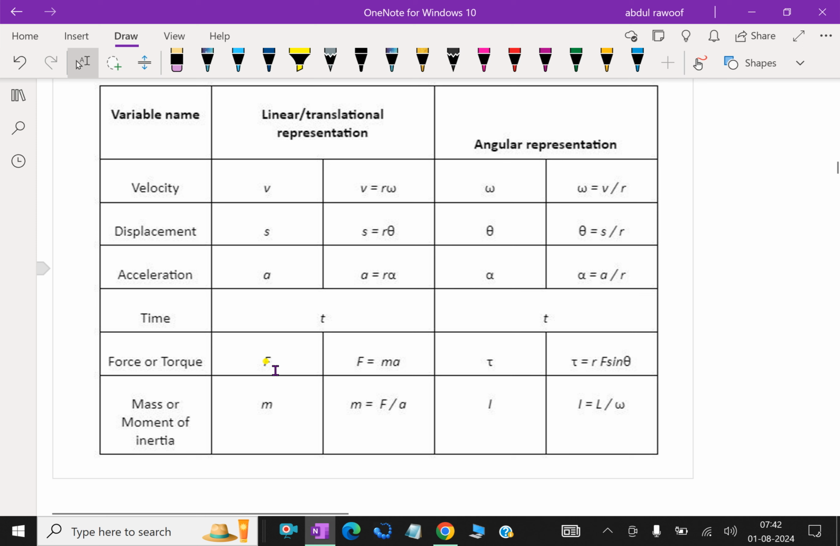Time is the same everywhere. Force, or torque: linear force is F equals ma, and angular torque eta equals r F sin theta. Mass or moment of inertia: in linear, m equals F by a, and in angular, the mass moment of inertia is I, where I equals L over omega.